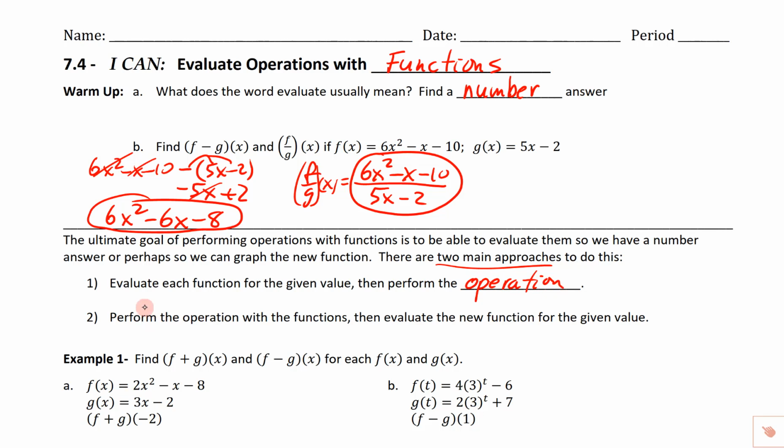And the opposite is number 2. So perform the operation with the functions, then evaluate the new function for the given value. So you can plug in the number that you want to find the function values for, then do the adding, subtracting, multiplying, dividing, whatever it happens to be, or perform the operation first and then plug in the given value. We'll take a look at both of these techniques right now.